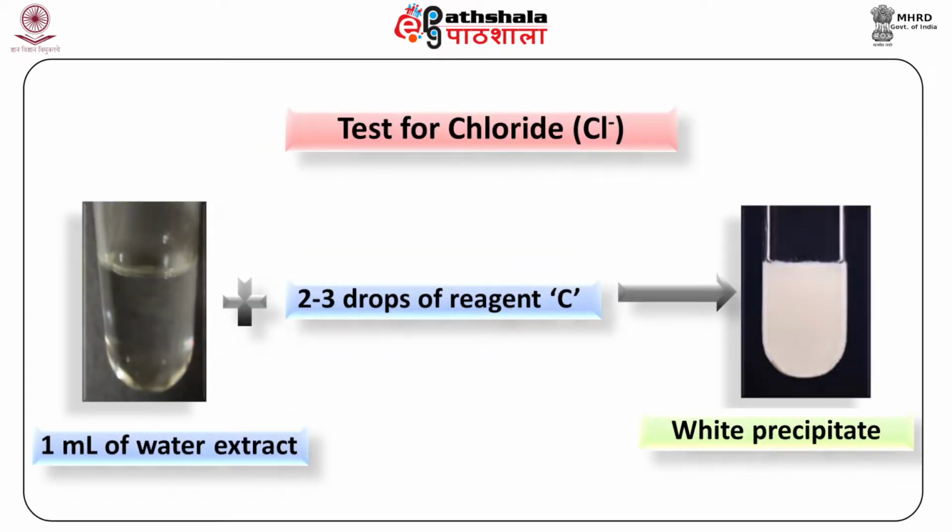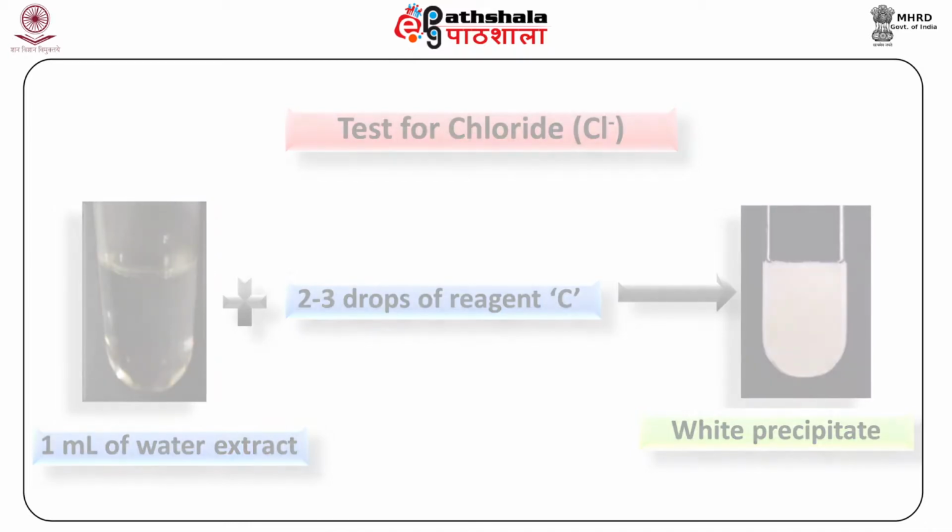Another method to test whether chloride ion is present or not is carried out by taking 1 milliliter of extract in a fresh test tube, followed by the addition of 3 drops of reagent C to it. The presence of chloride ions is indicated by the formation of a white precipitate.